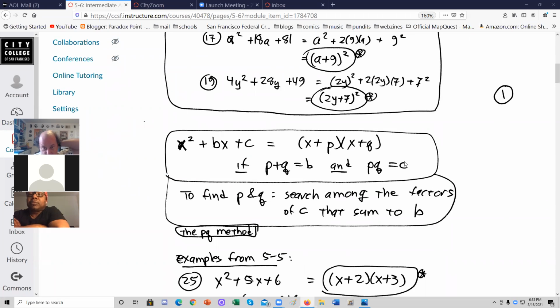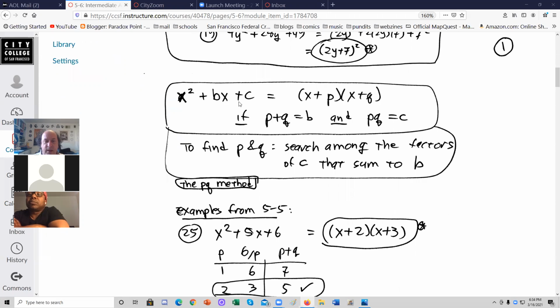Now, here's a more general problem. 1x squared, so it's best to have a 1 in front of the x squared, plus bx plus c. I want to be able to factor that into a product, x plus p times x plus q. Now, if you multiply it out, you get x squared, fine, plus px plus qx, which should equal bx, plus pq, which should equal c. So this will equal that if p plus q equals b and p times q equals c.